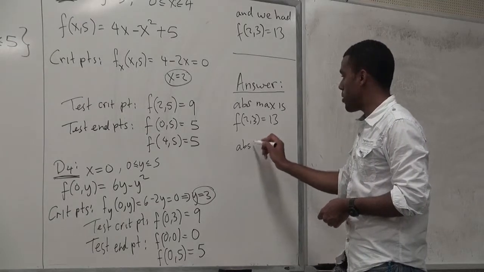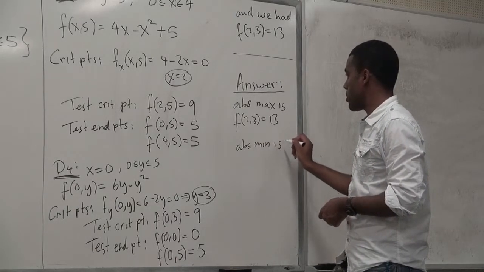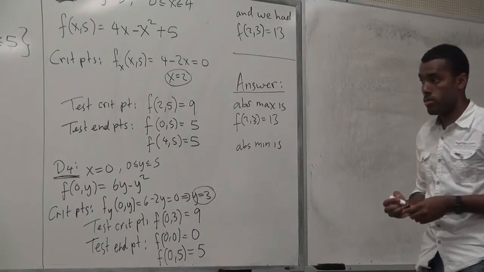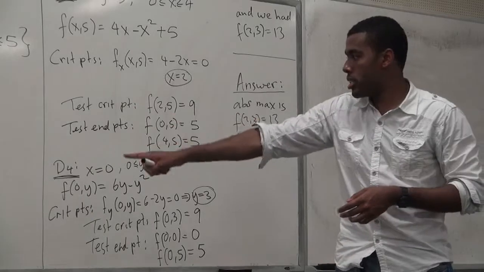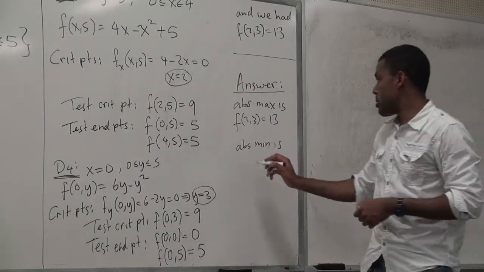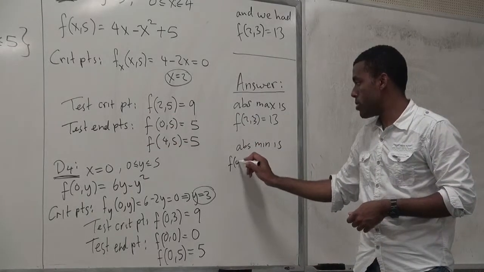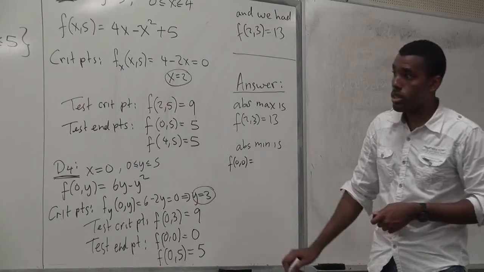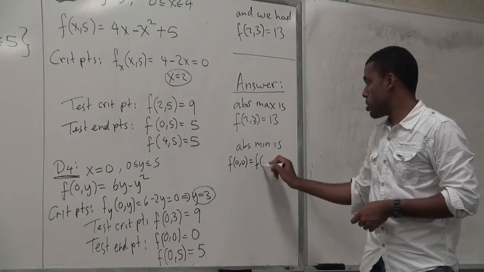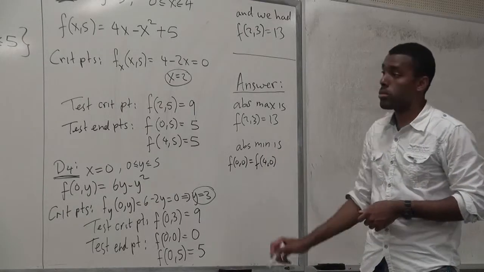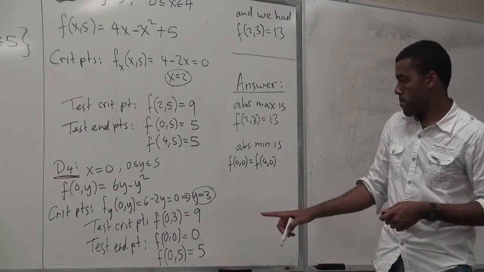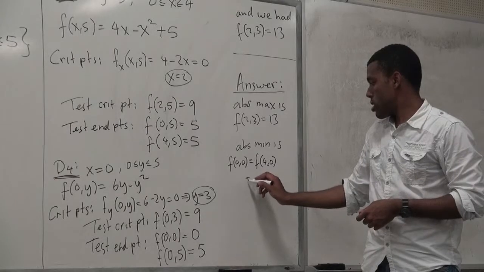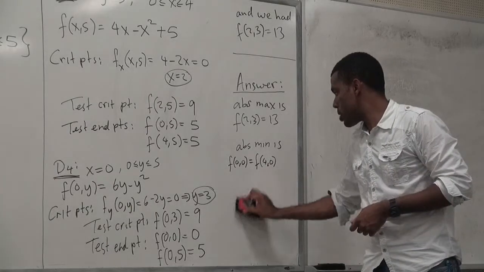What's the absolute min? All right, so we look at the smallest values we got, which was actually 0, right? So the absolute min is f of 0, 0, which gave us 0. F of 4, 0 gave us 0. And that was it.